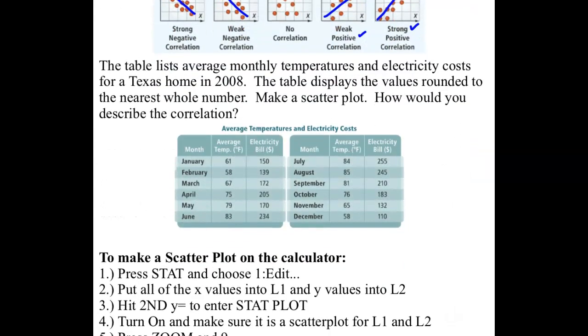The table lists average monthly temperatures and electricity costs for a Texas home in 2008. The table displays the values rounded to the nearest whole number. It says to make a scatter plot, and then how would we describe the correlation? We are going to do this on our calculator, so go ahead and grab your graphing calculators.